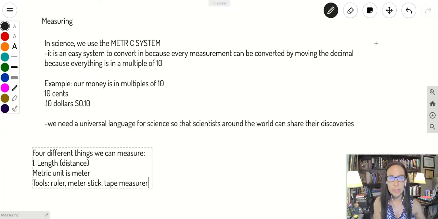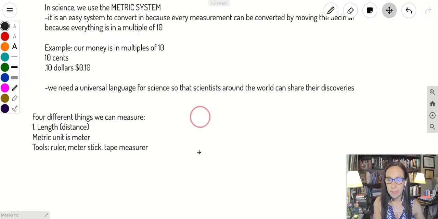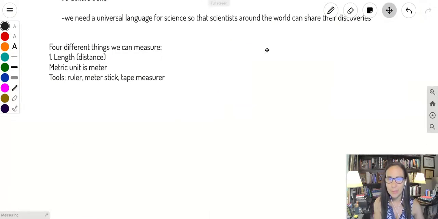Okay, so the second thing that we can measure is... sorry for the wobbly.